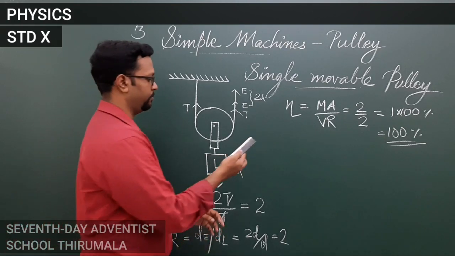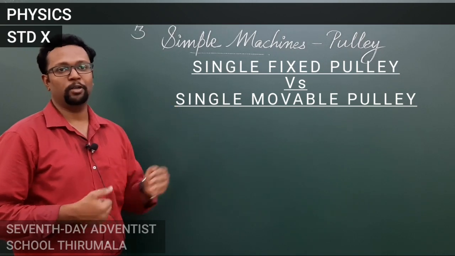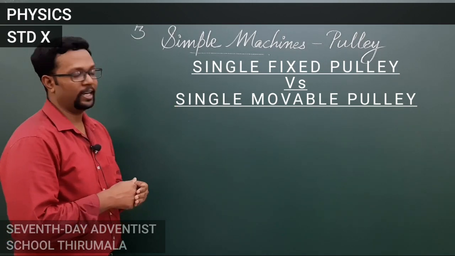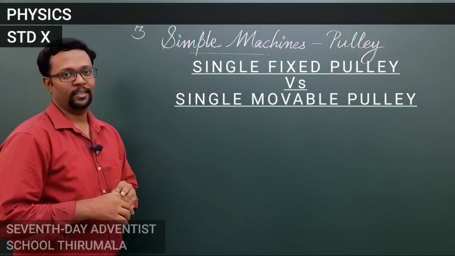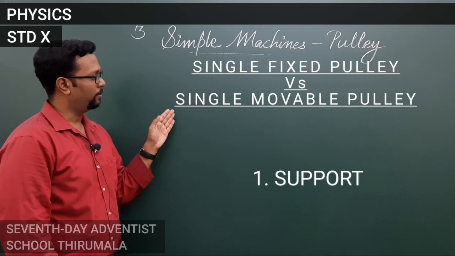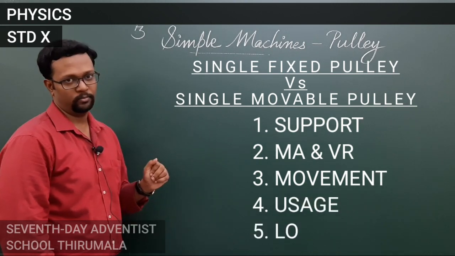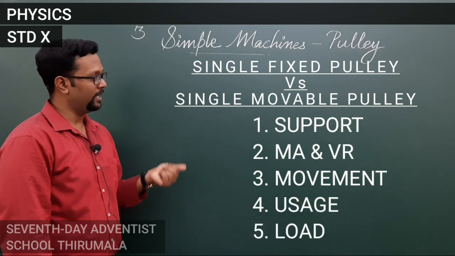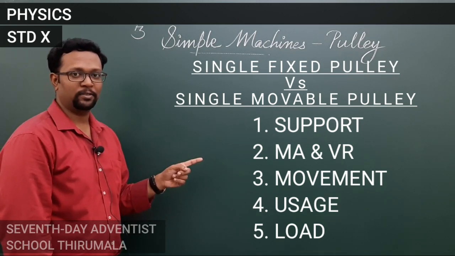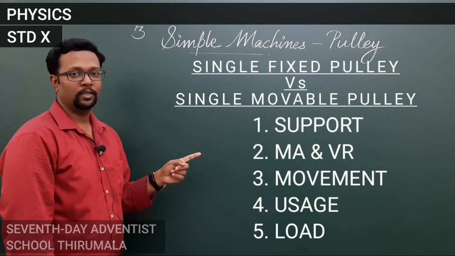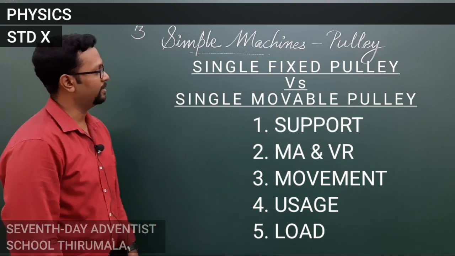Let me rub the board. When we compare the characteristics of a single fixed pulley and a single movable pulley, there are generally 5 parameters in which they differ from each other: support, mechanical advantage and velocity ratio, movement, usage and load. Let's look at the difference between them in detail.